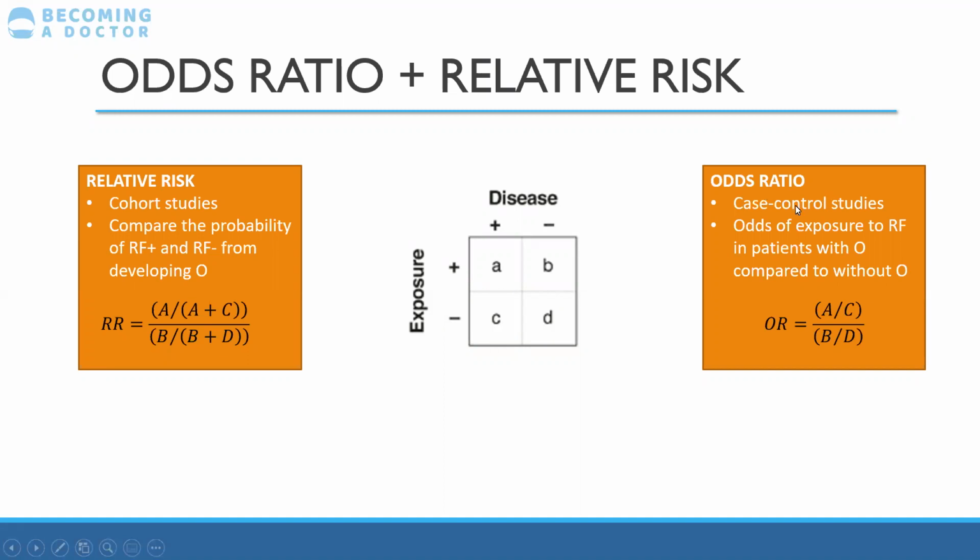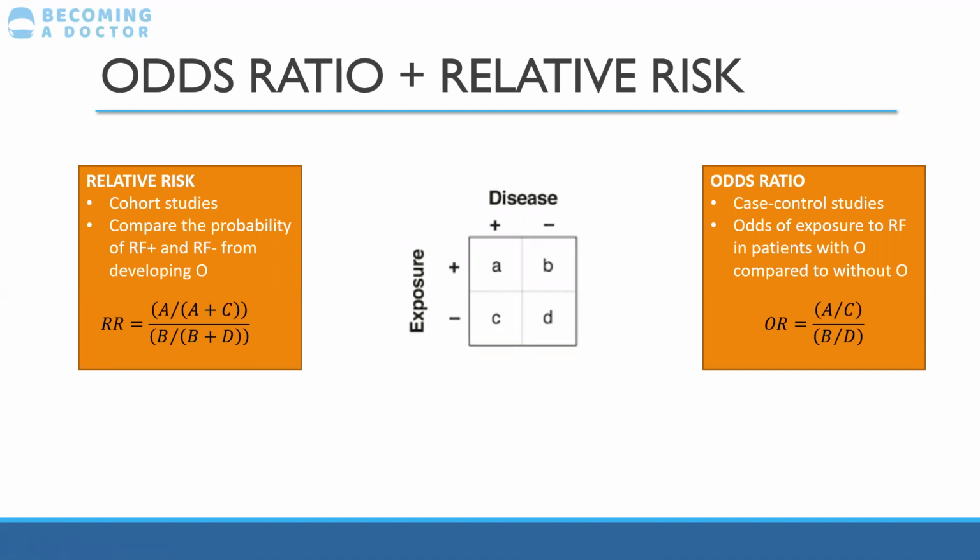Odds ratio, on the other hand, is used in case control studies. So it's used as a retrospective measure, looking at the odds of exposure to the risk factor in patients with the outcome compared to those without the outcome. And this table is really central to calculating these two values.